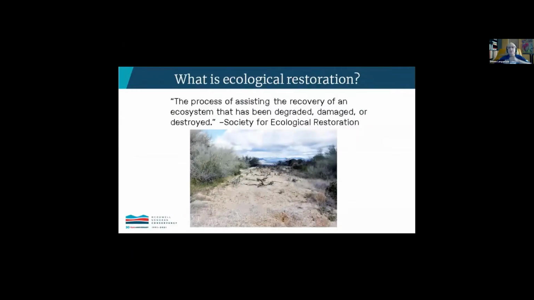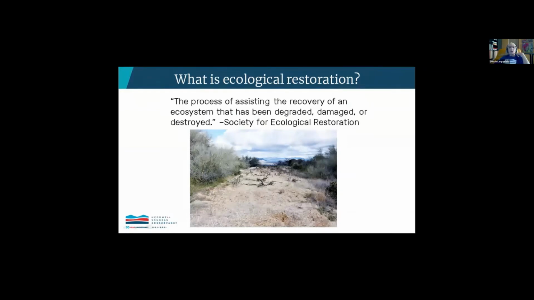I am having just a little difficulty. Hang on. I'm trying to get rid of something on the top of my screen that I can't figure out right now.